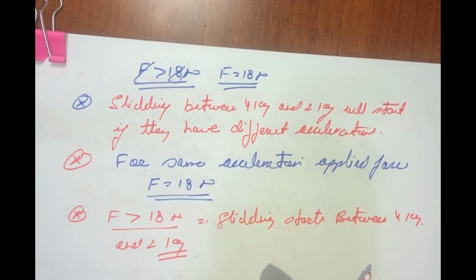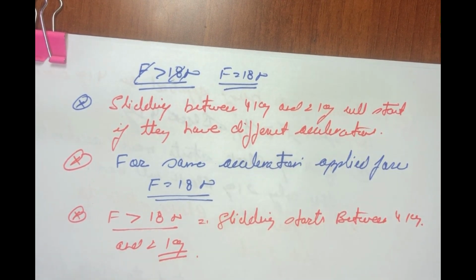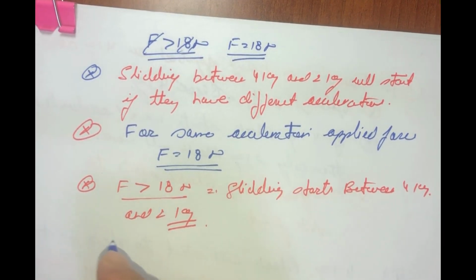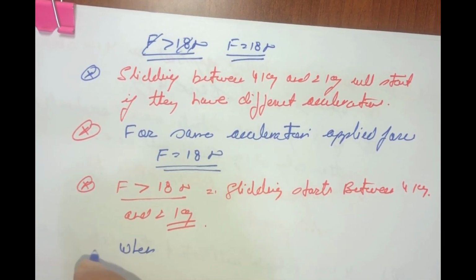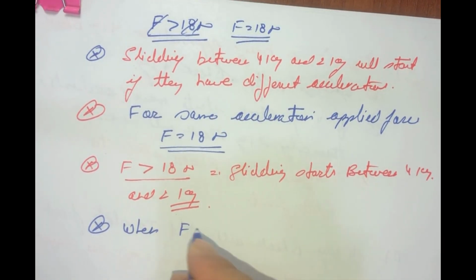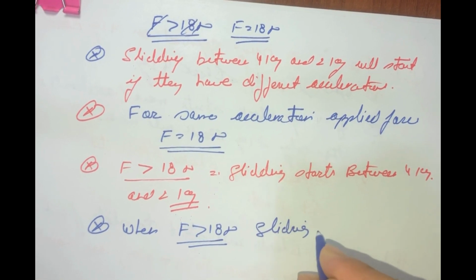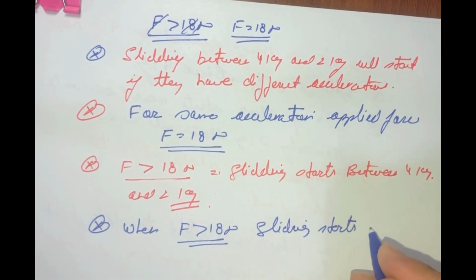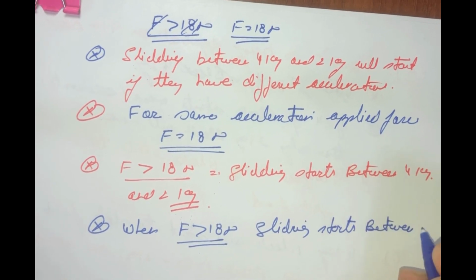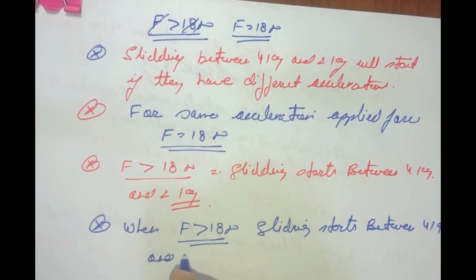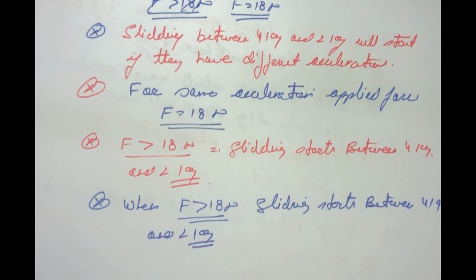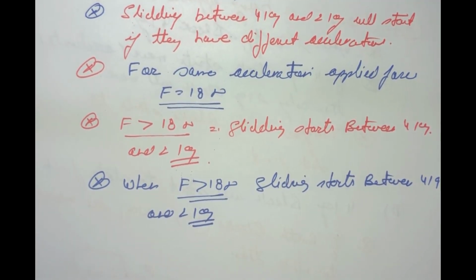So this was our part C, because it was asked for what value of force F. So we can write here that when F is greater than 18, sliding starts between 4 kg and 2 kg. So this completes our part C, and now we come to the part D.